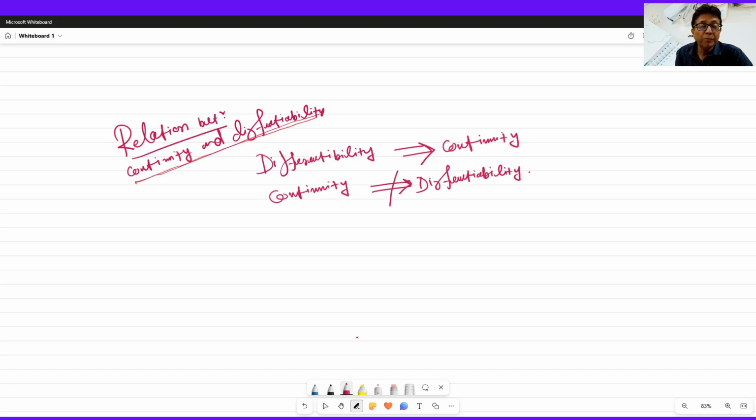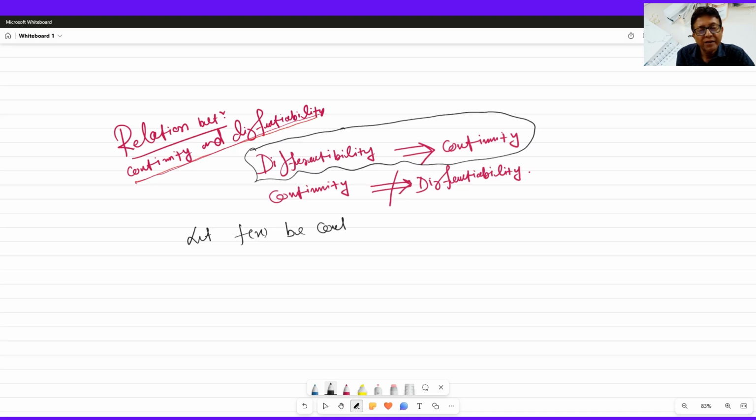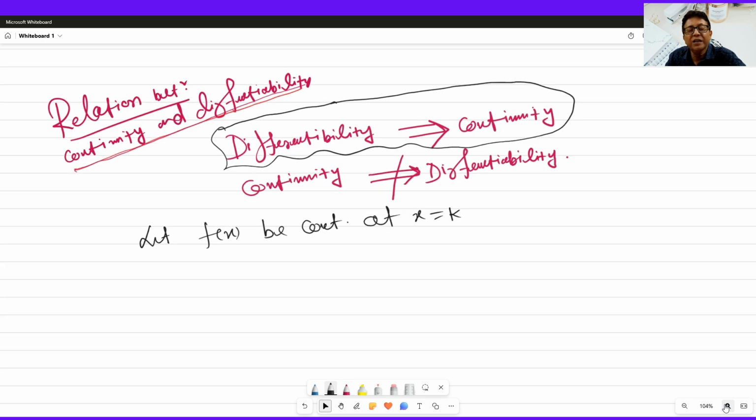Like in the case of the modulus function, mod x minus 1, we have seen that the function is continuous at x equal to 1, but it is not differentiable there. But how to prove this part, that a differentiable function at a point must be continuous over there? Imagine the function, let f(x), the function, be continuous at x equal to k. Assume this.